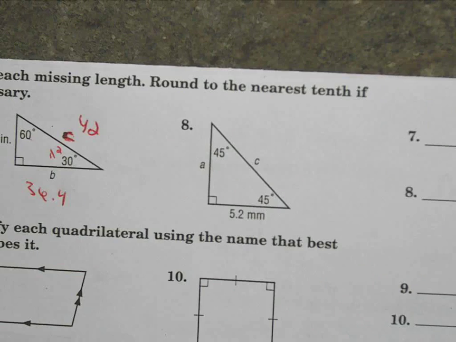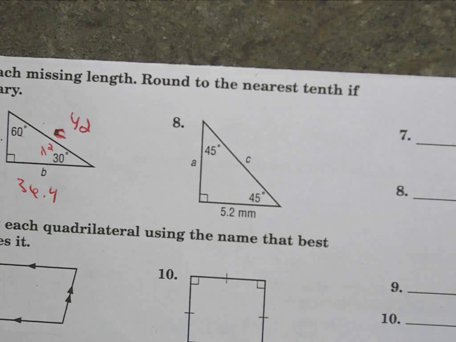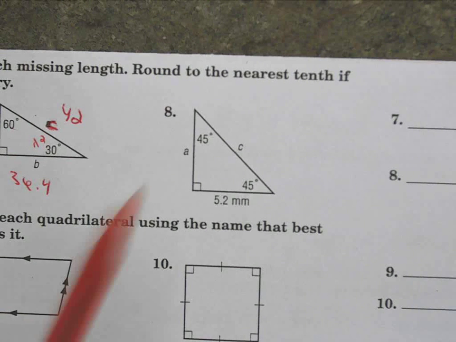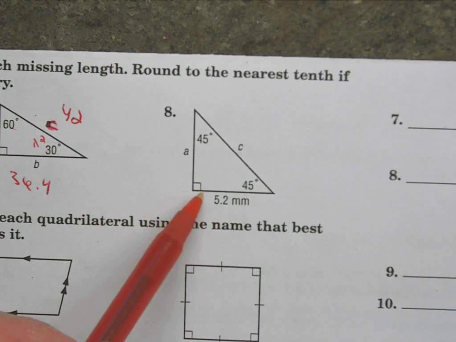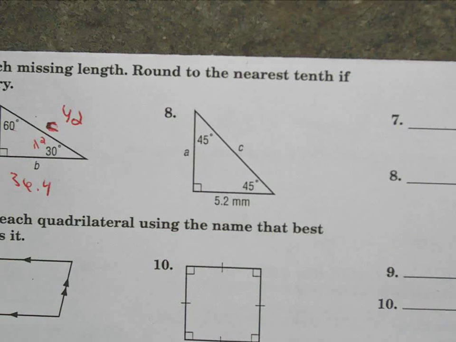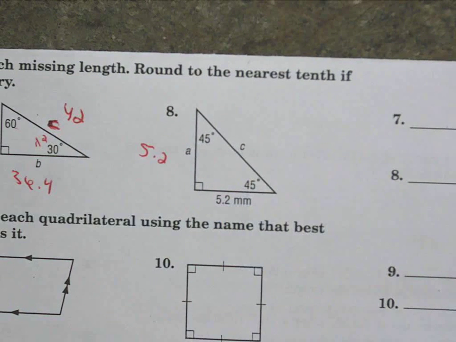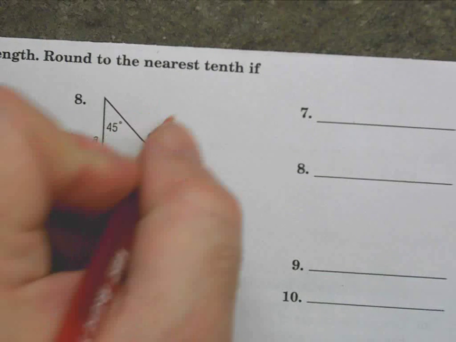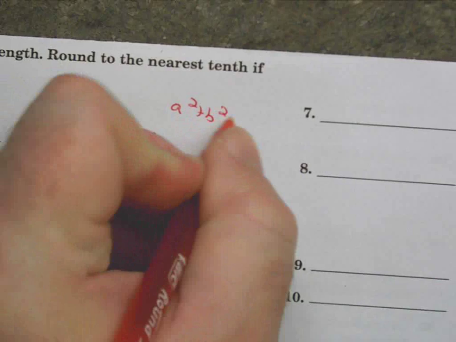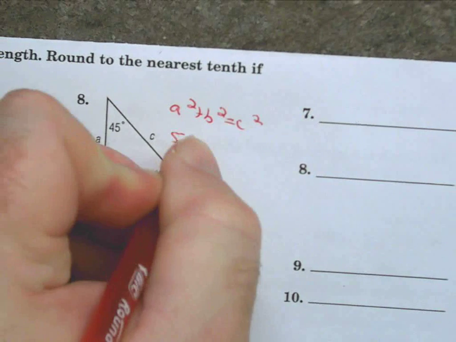Number 8. I can see Nico is dying to give me some answers here. If I have a 45, 45, 90, what is the given fact between A and B? They're the same. Good save. Now, A squared plus B squared equals C squared. Slide it over a smidgy. A squared plus B squared equals C squared.